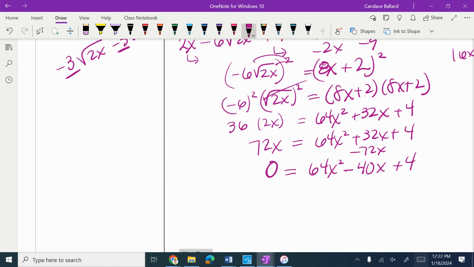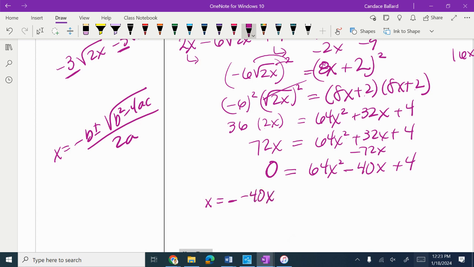All right, so quadratic formula, remember, x equals negative b plus or minus the square root of b squared minus 4ac all over 2a. All right, so x equals negative, so my b is negative 40x, well, not for x, just negative 40. And then plus or minus the square root of negative 40 squared. Minus 4 times my a, which is 64, times my c, which is 4, all over 2 times 64. All right, double negative is going to go positive 40.